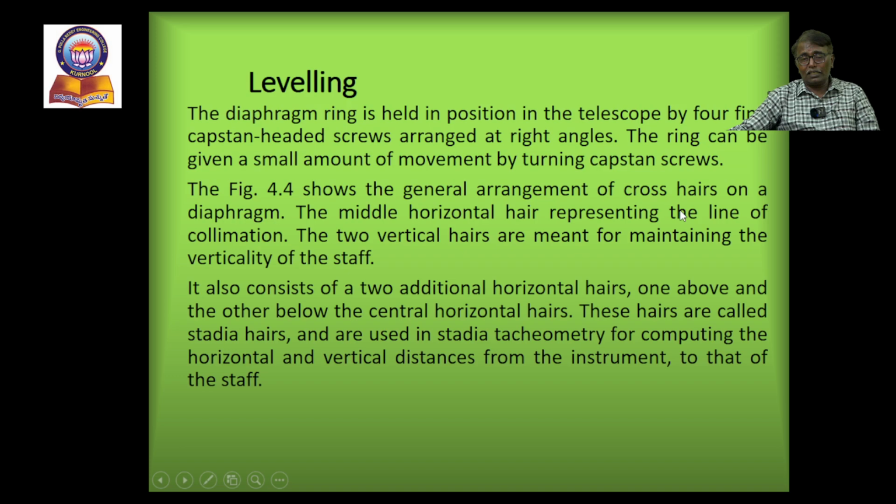The middle horizontal hair represents the line of collimation. The two vertical hairs are meant for maintaining the verticality of the staff. It also consists of two additional hairs, one above and the other below the central horizontal hair. These hairs are called stadia hairs, and they are used in stadia tachometry for computing the horizontal and vertical distances from the instrument to the staff.